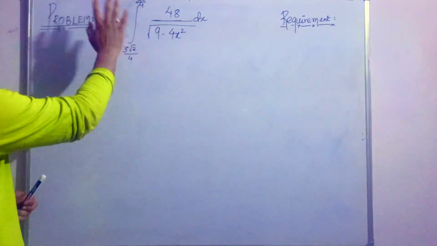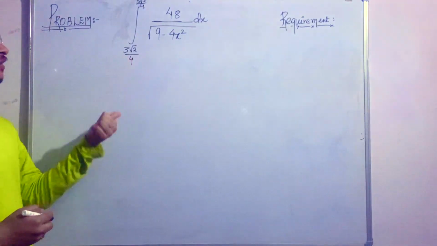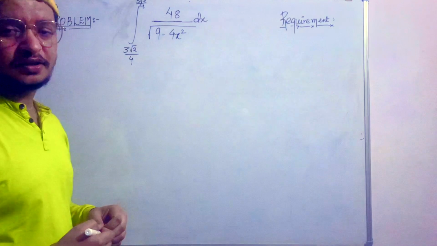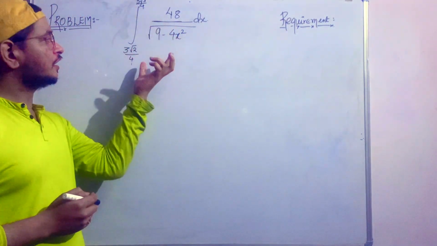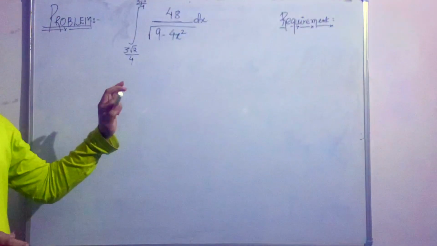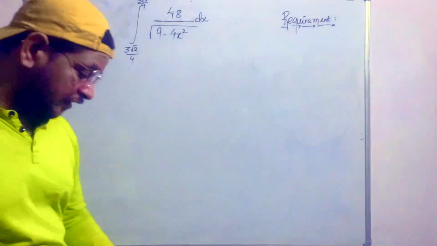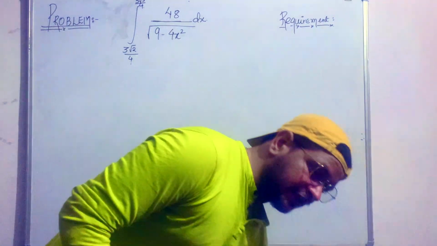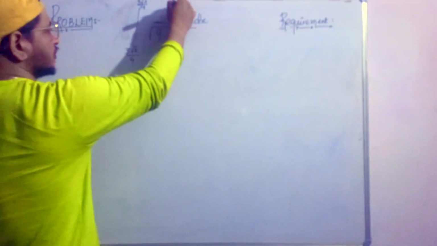Now, the question is simple. Here we are having the integration going from 3 root 2 by 4 to 3 root 3 by 4, and the integral that we have to do is 48 over root of 9 minus 4x square dx. This is the thing that is given here. Now what we have to do: firstly we will write all the requirements that are needed here.